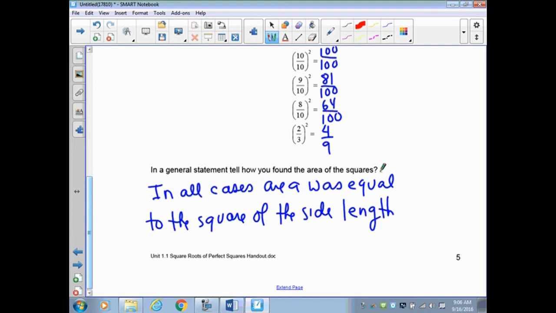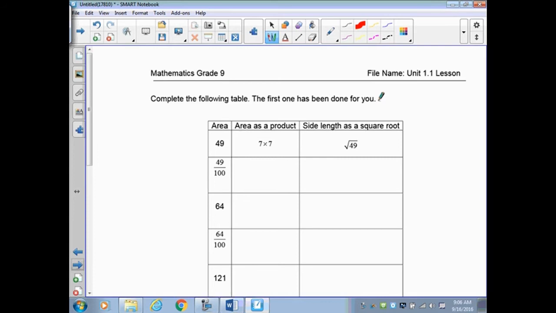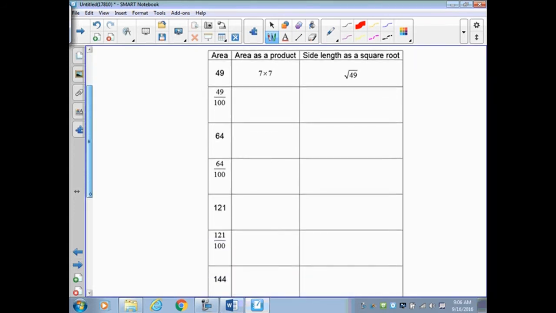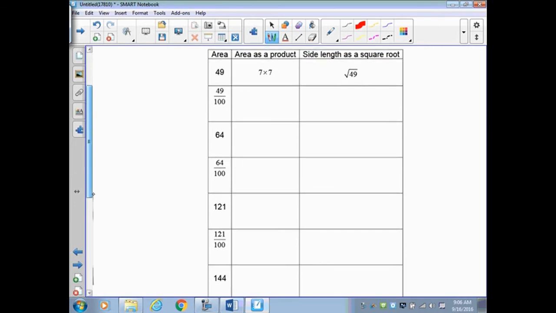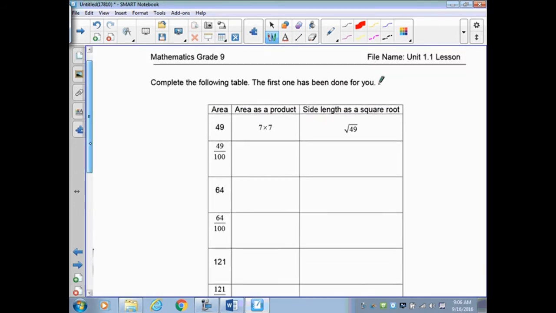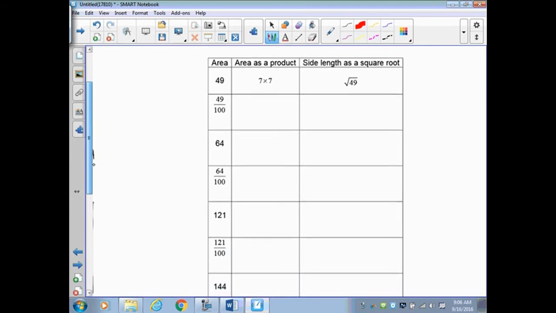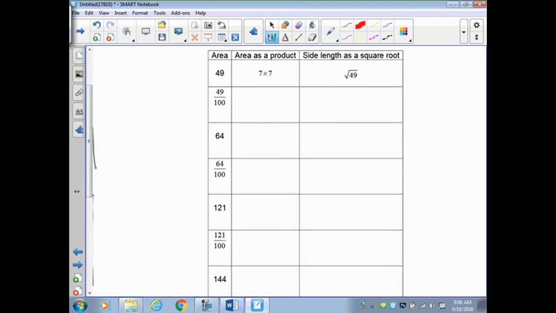So if you know the side length, square it, you will get the area. Okay. Now, what I'm going to do here is turn you loose on a little bit of an exercise. I want you to find the area as a product. Remember, the area as a product, as in two numbers multiplied by each other. And then what is the side length as a square root?